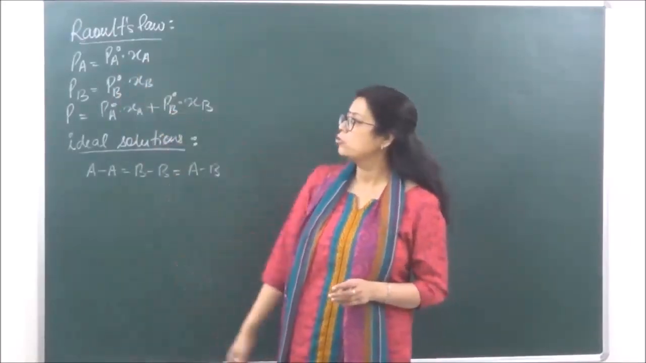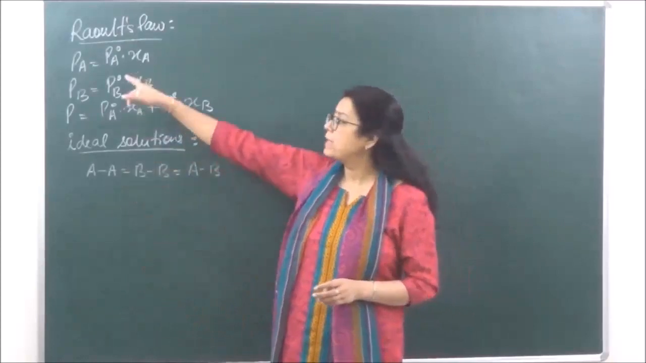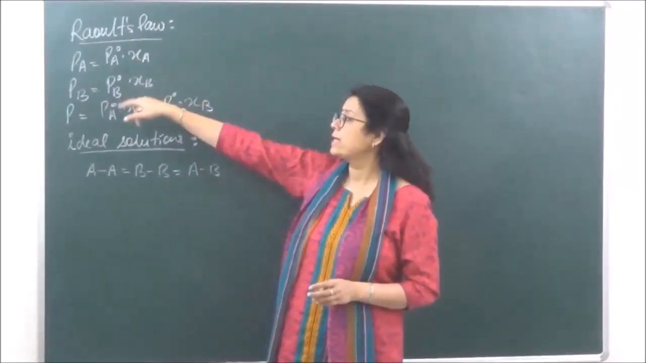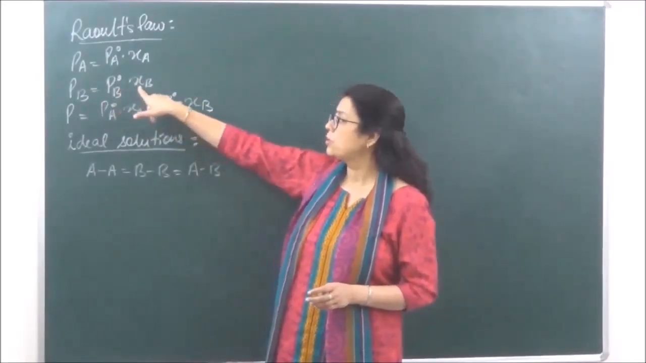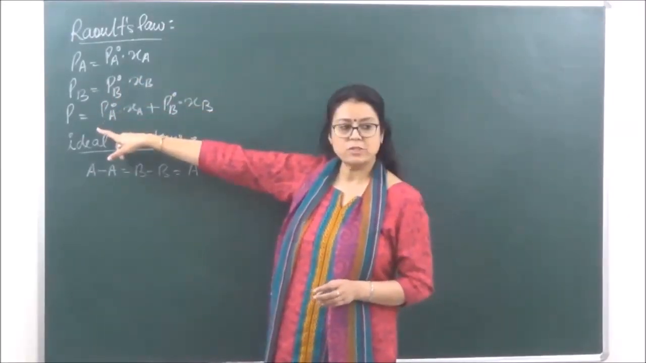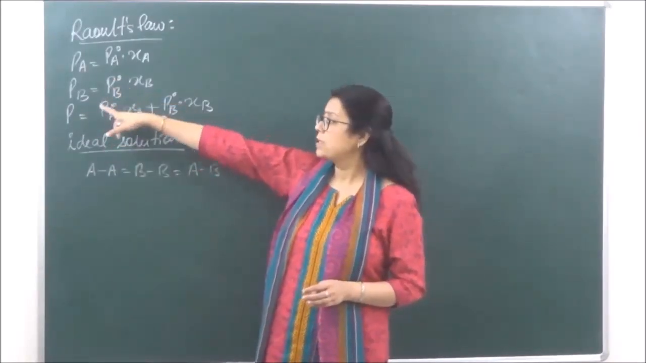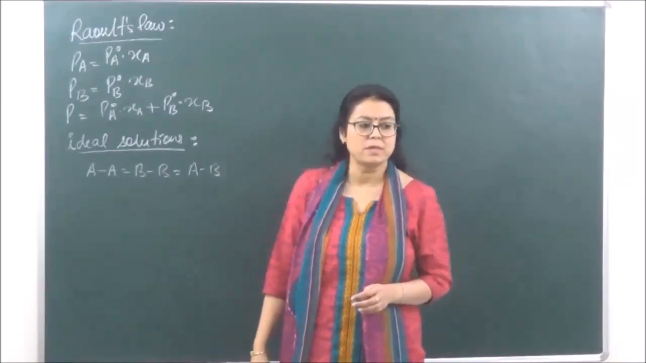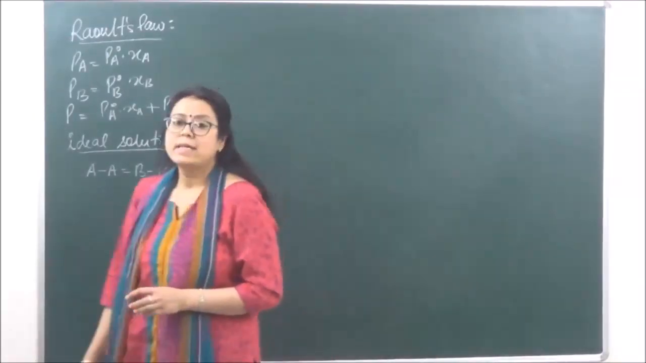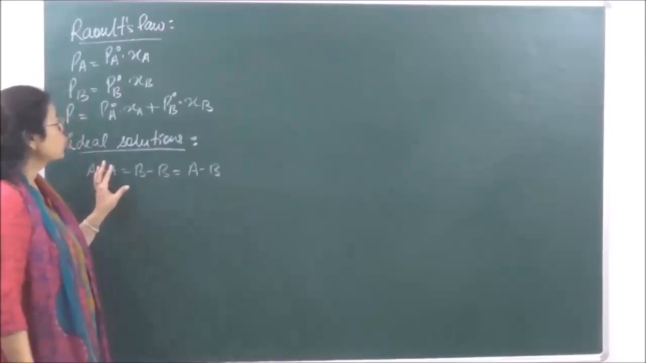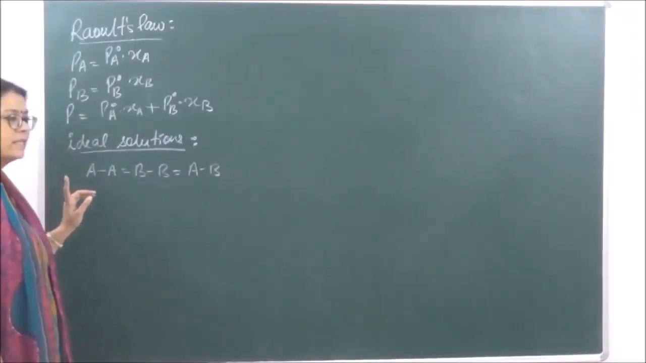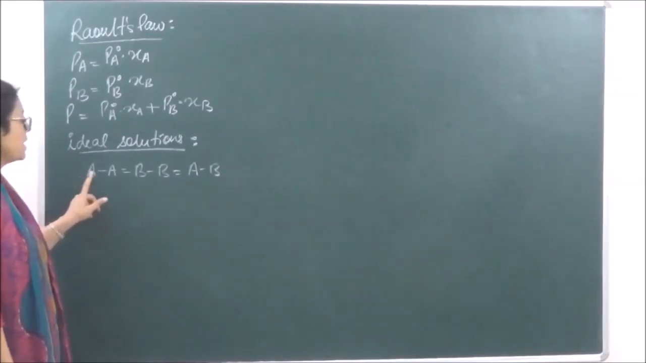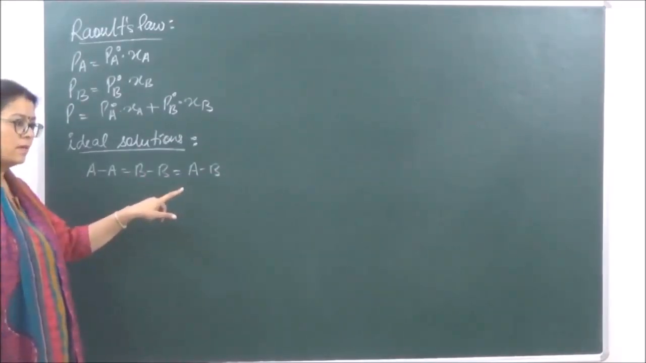So if we have a binary solution AB and PA is the partial pressure of A, that will be equal to PA naught into XA, and PB will be equal to PB naught into XB, and total pressure P will be equal to PA plus PB, which is PA naught into XA plus PB naught into XB, right? And we also said that all solutions which obey Raoult's law are known as ideal solutions. For ideal solutions, forces of attraction AA is equal to BB is equal to AB, right?